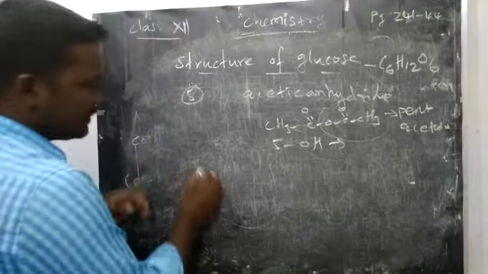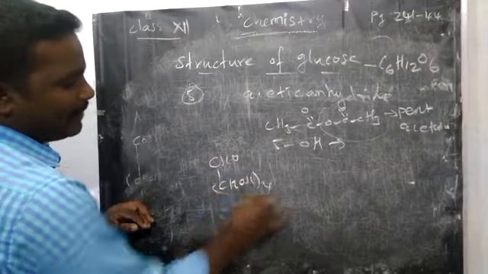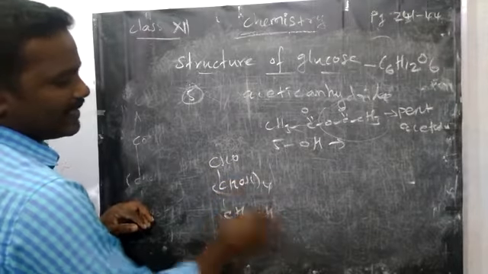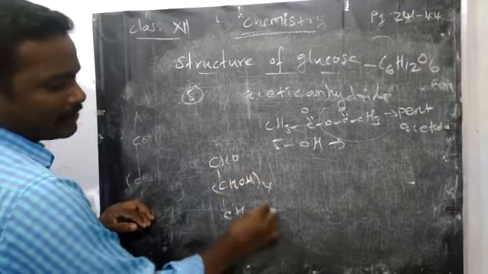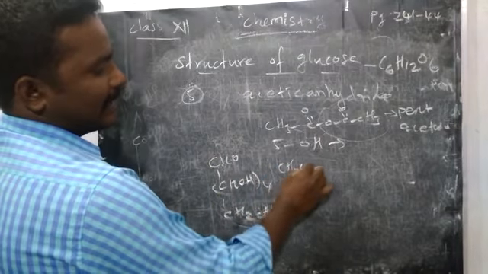What's the reaction? CHO, CHOH four times, then CH2OH. Yes, 4 OH and 1 more OH, so we have 5 OH that will react with acetic anhydride.